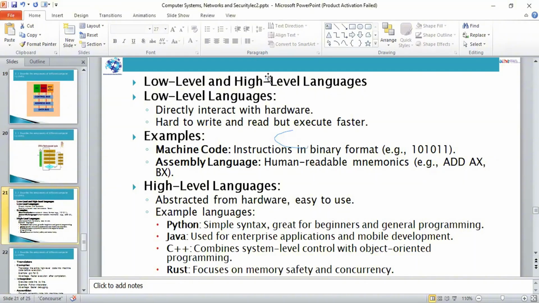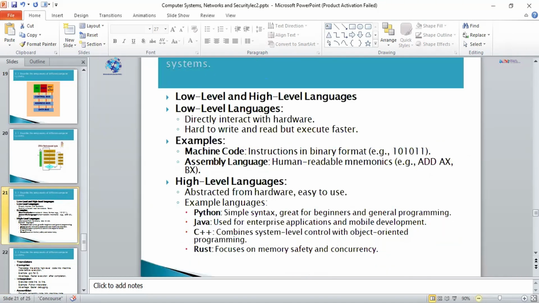So after that, we discussed the high level and low level languages till now. So what are they? I told you that the language that is directly understood by the computer or the hardware is the low level language, and the languages that are not directly understood by the computer are the high level languages, because these languages are directly understandable by humans.